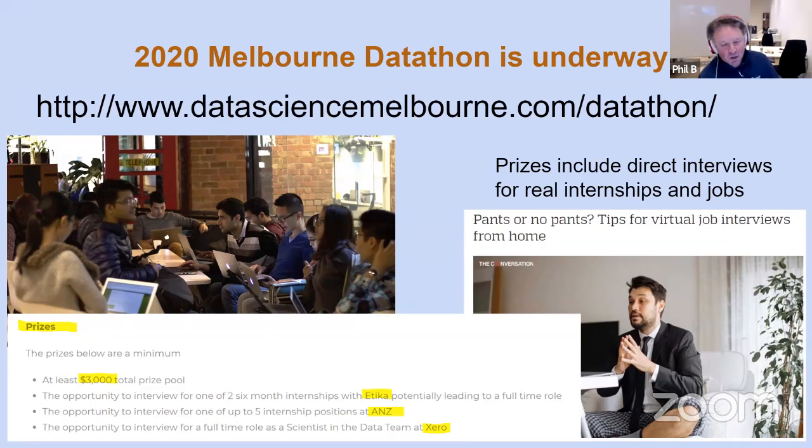So the prizes, we've got cash prizes, and what we're trying to do is guarantee interviews for real internships or jobs. We've got 3 companies on board. If you are recruiting and you've got a job and you want to interview some of the best students in Melbourne, get in touch with me and we'll see if we can help out.